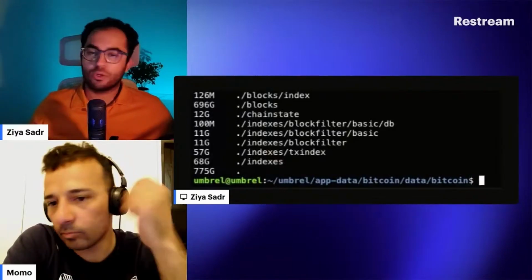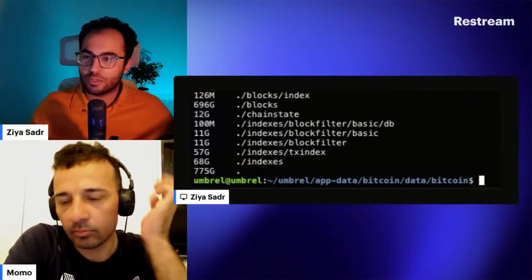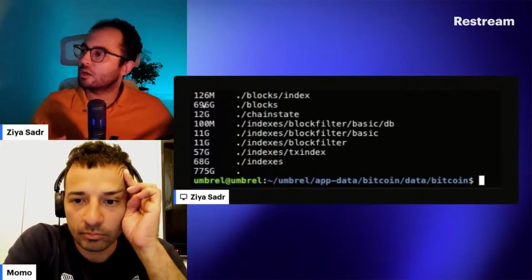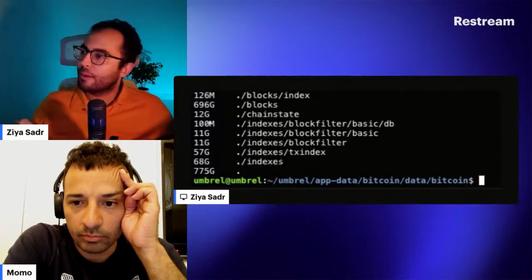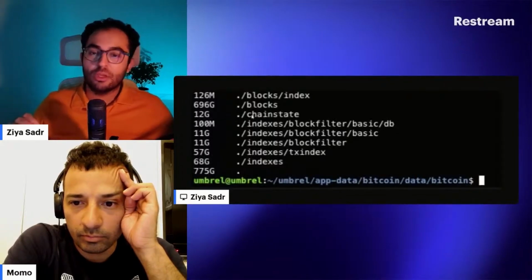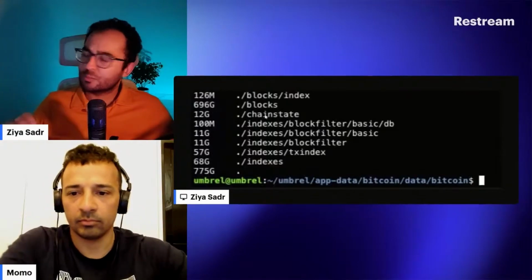So storage actually is not that expensive. You can have terabytes of storage with SSDs or HDDs and use them easily for not that much money. But for RAM, which the chain state sits in, that's pretty expensive. It's much more expensive than storage, and it's much more limited in size.